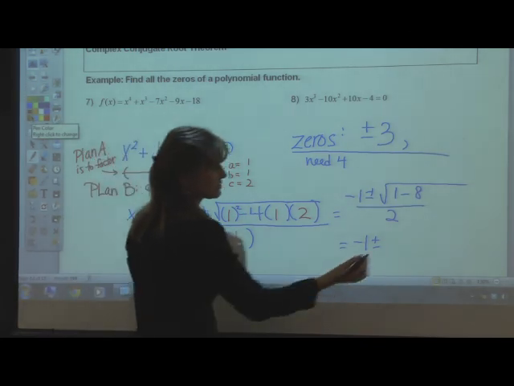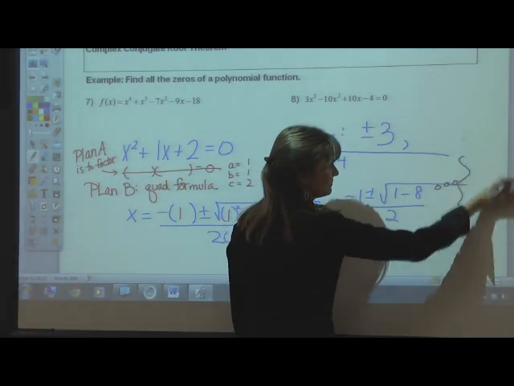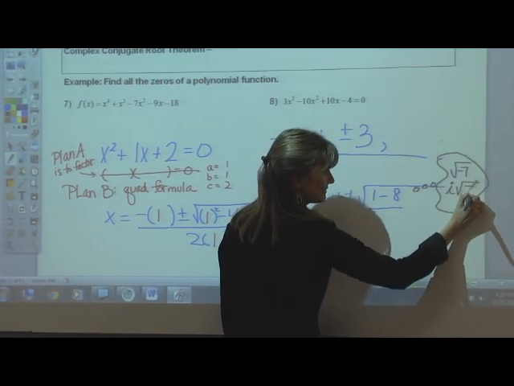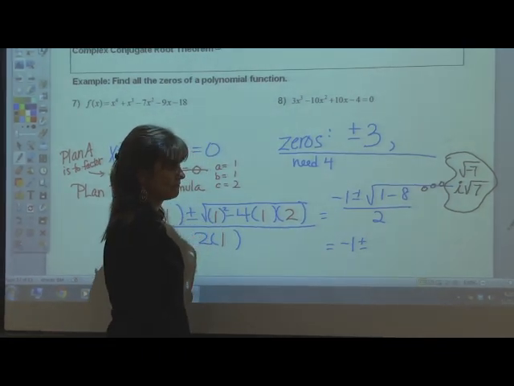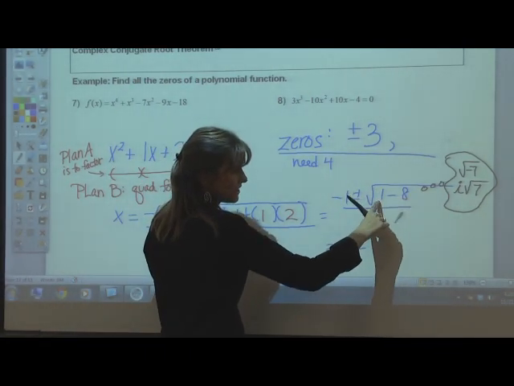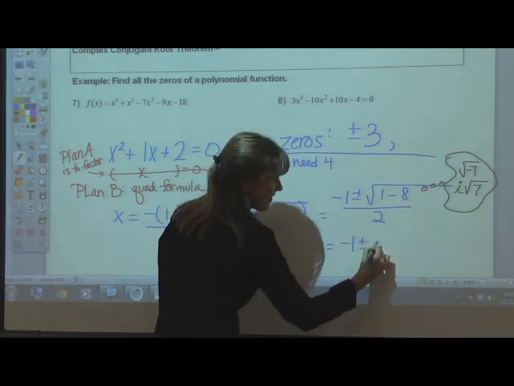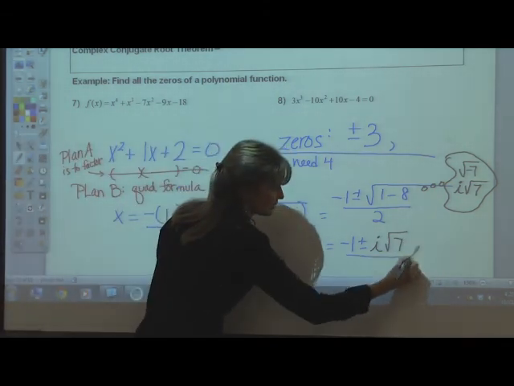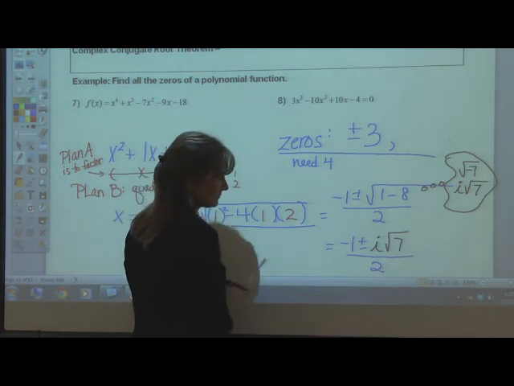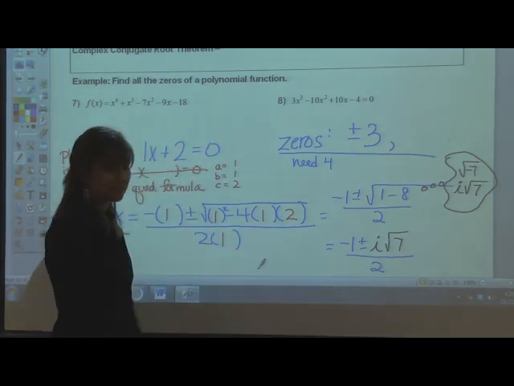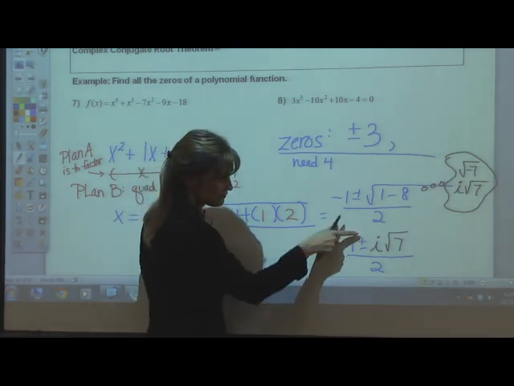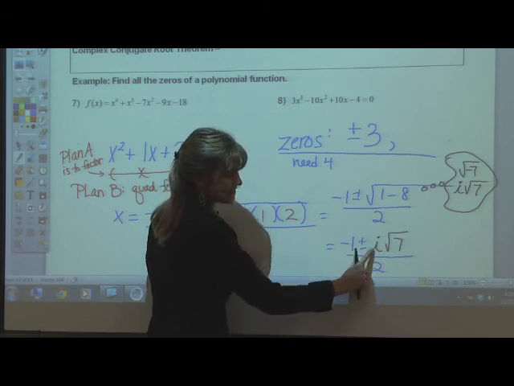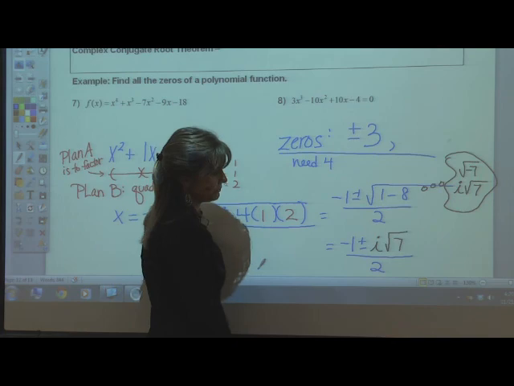Now I'm going to use this opportunity to use a think bubble. Because if I have the square root of a negative 7, that is the same thing as i square root of 7. So since I know that this is the square root of negative 7, which is i square root of 7, I am going to put that in my problem and continue on. At this point, you may leave your answer like this. There are 2 answers. There is a negative 1 plus i radical 7 all over 2, and a negative 1 minus i square root of 7 all over 2.